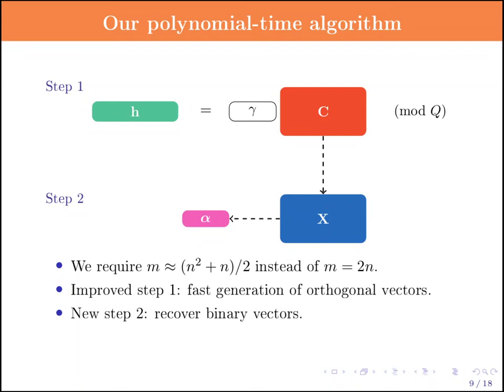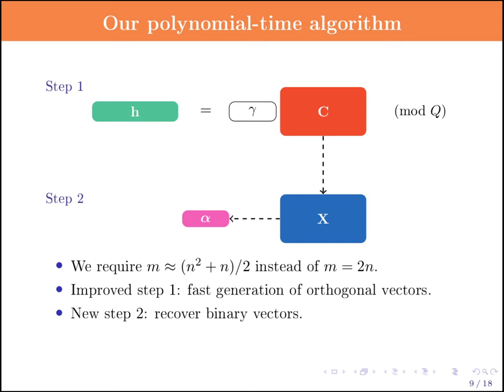Okay. Let's see our polynomial time algorithm. Well, our attack is a variant of the attack I've just discussed. Indeed, we have the same overall structure in two steps. But our second step is completely different, as it doesn't involve any notion of lattice reduction. However, to obtain a polynomial time complexity, we require the length of the input vector h, which is the number of samples m, to be quadratic in n, instead of linear as in the Nguyen-Stern attack. And I will explain why later.